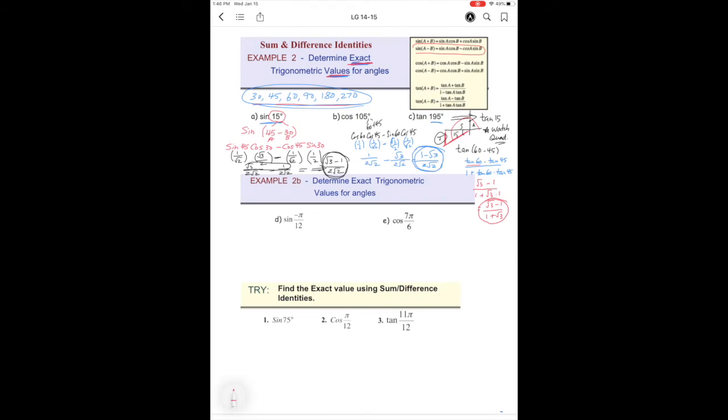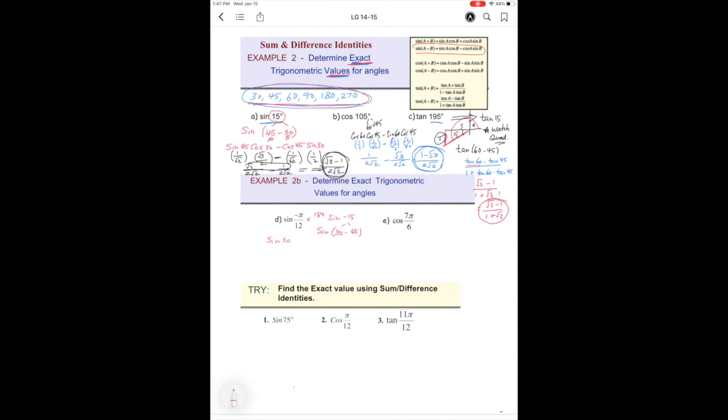Now 2b. I like to change radians into degrees because I find it easier looking at these exact triangles. So we times by 180 and then divide by pi. And that gets us a sine negative 15. Now I can put this together as a 30 take away 45, and I know that's a sine A minus B. So I write down that formula.